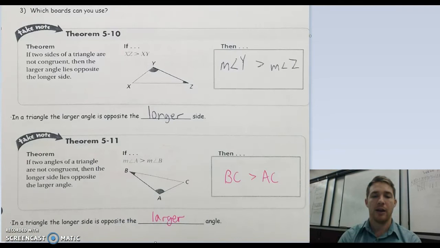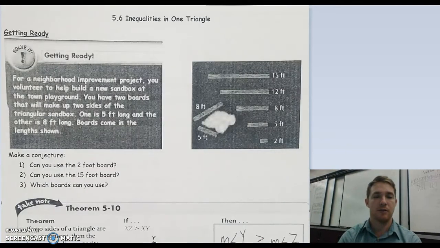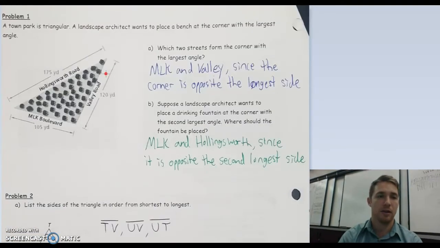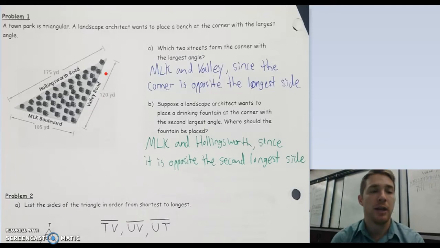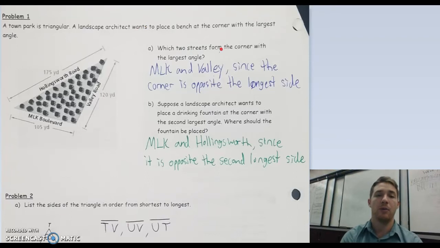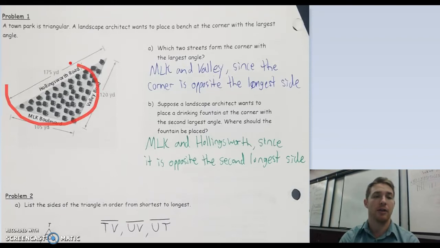And if I try that, I think we have some practice. Our first problem is where I have a park, and for part A, which two streets will form a corner with the largest angle? Again, as soon as you see largest angle, we don't really have a lot to go on other than the side lengths. I want to find the largest angle by looking at where your longest side is and going opposite that. So my longest side looks like Hollingsworth Boulevard. That has a bigger distance than the other two.